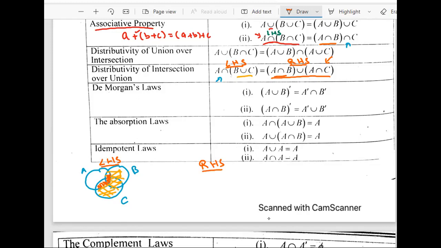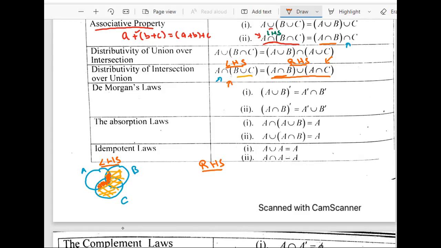Okay, one question. It is A intersection, whatever the answer, right? So shouldn't it be only the middle part? For the left hand side, it is only the orange part. This is what I'm telling you. It is only the orange part. No, I'm talking about the middle part.